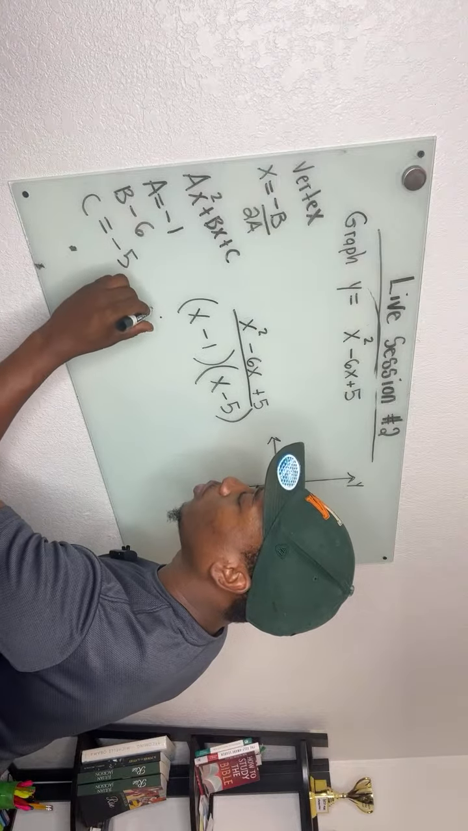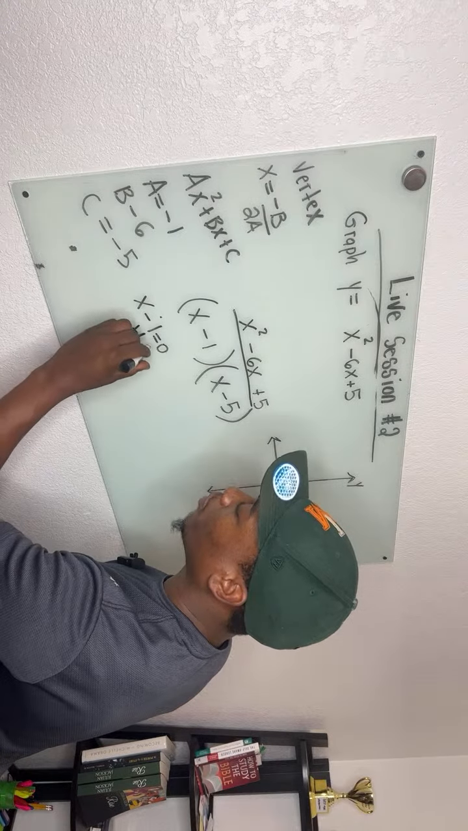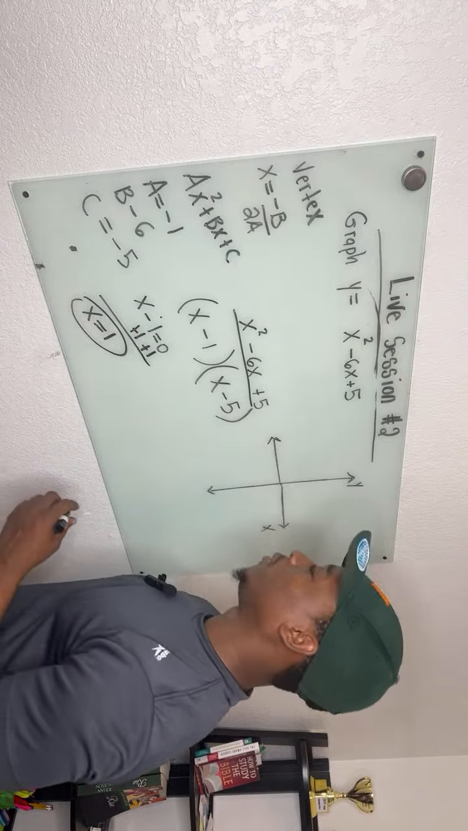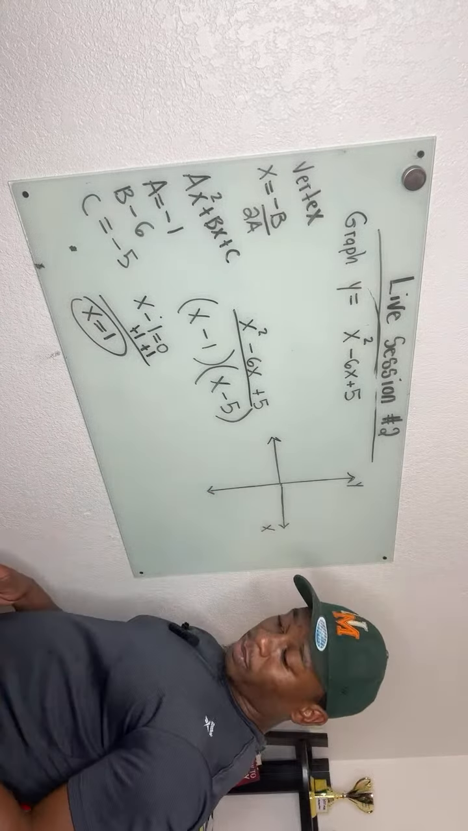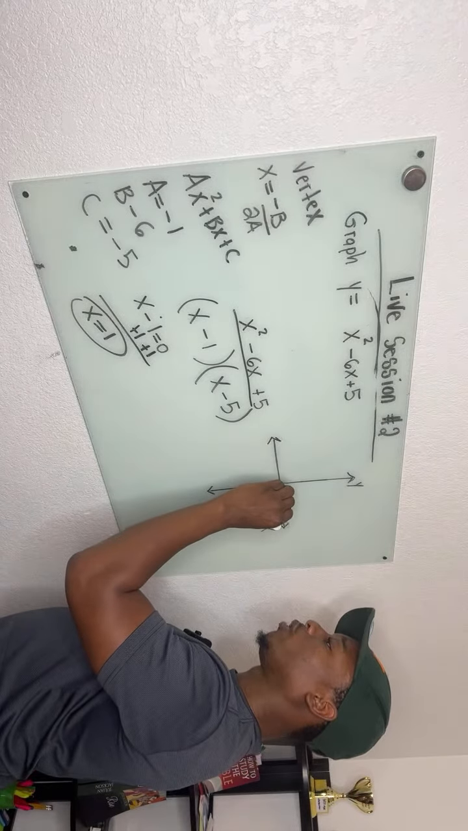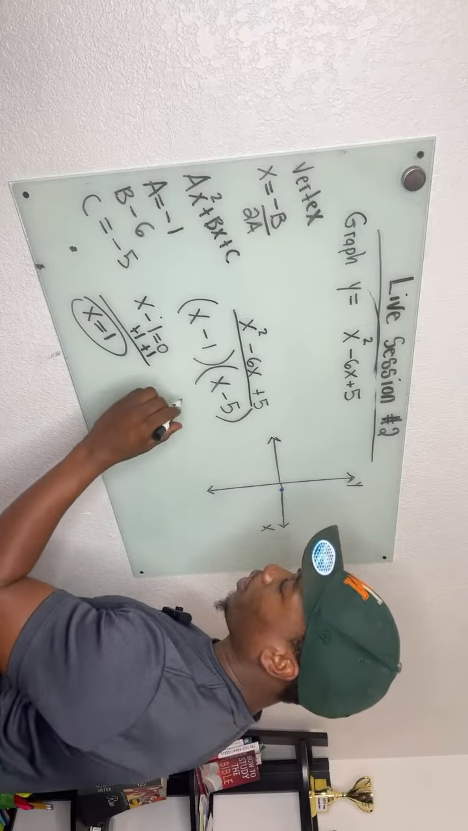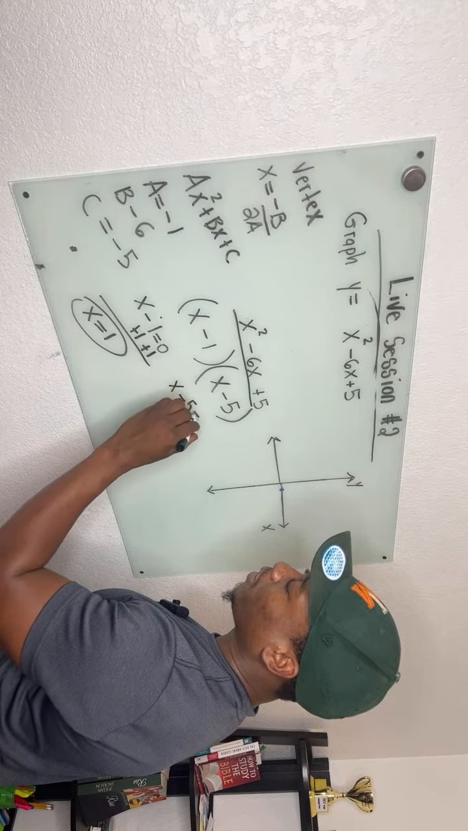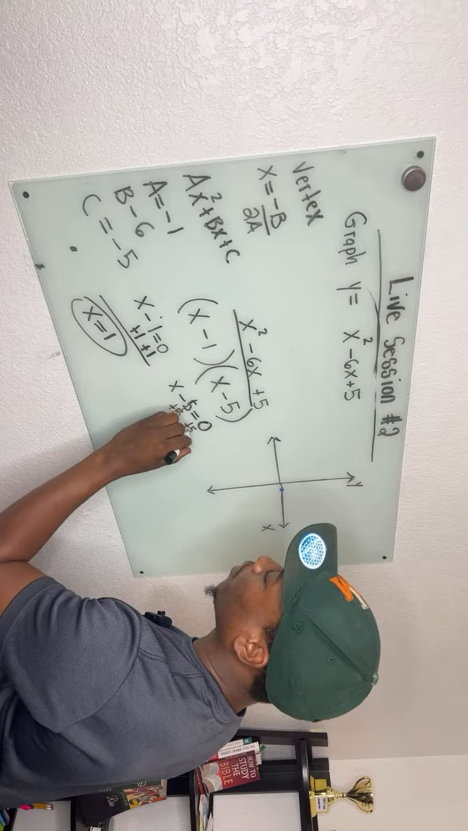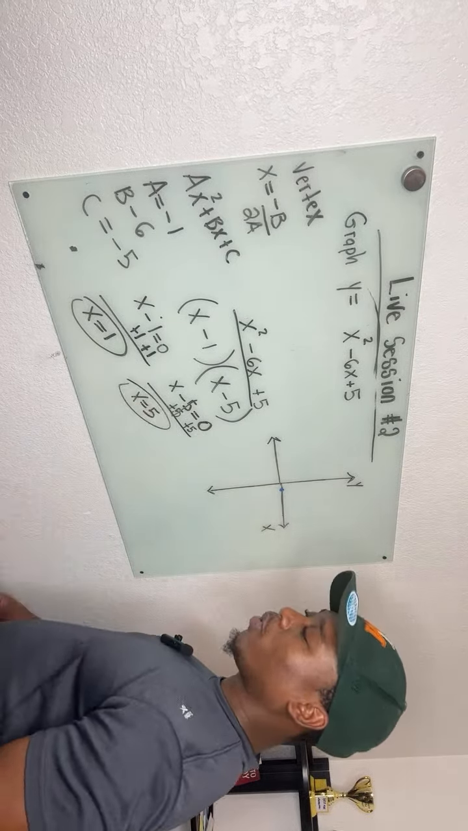So now what we're going to do is set our factors equal to 0. Our first factor gives us x is equal to 1. So let's go over here and put x is equal to 1. Then we go to our other side, and we have x minus 5 is equal to 0. When we add, we get x is equal to 5. So here go both of our zeros.